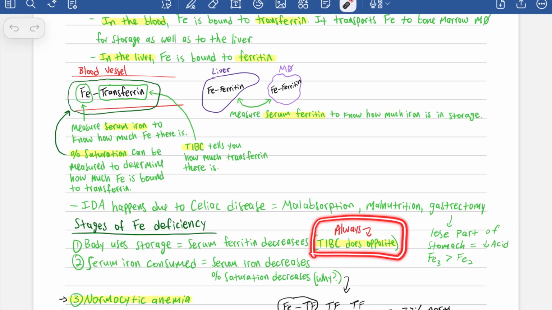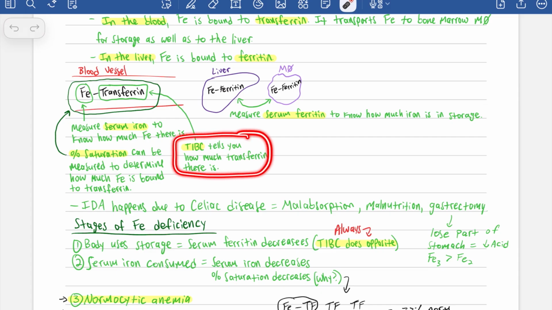And always, always, always, you can expect your TIBC to do the opposite. So if ferritin is decreasing, our TIBC is going to increase, and that, remember, is the measure of how much transferrin there is. And that makes sense, right? If we're decreasing our ferritin, which means that we are storing less iron, we're using it, we need to transport the iron throughout the blood to take it where we need to take it so we can use it. And that's why we're going to see transferrin increase. So our ferritin decreases, our TIBC always does the opposite.